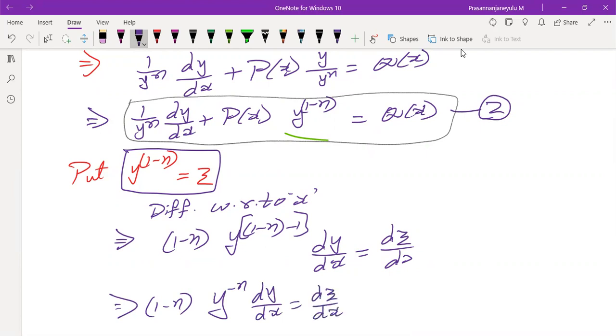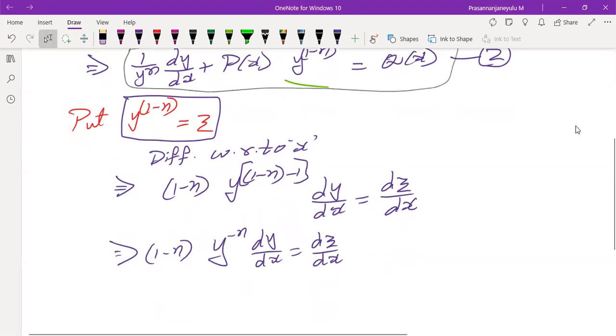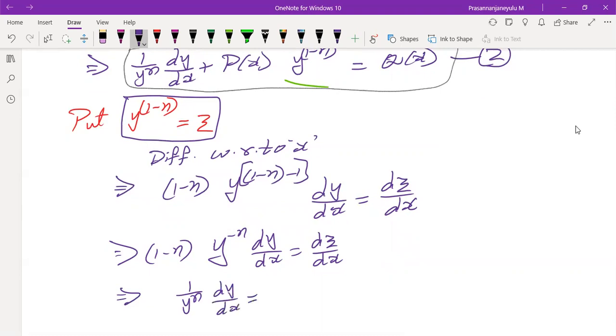Okay, now I'm taking 1 minus n to the right hand side. What is it going to become? The left hand side is 1 by y power n into dy by dx, is equal to, on the right hand side, 1 by 1 minus n into dz by dx.